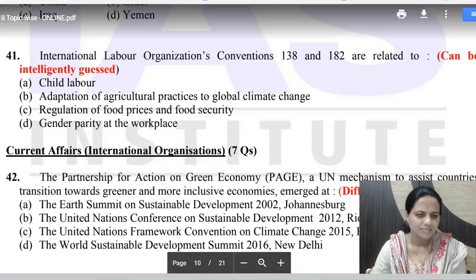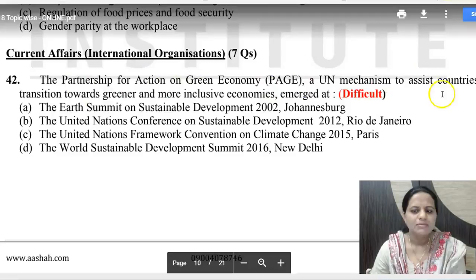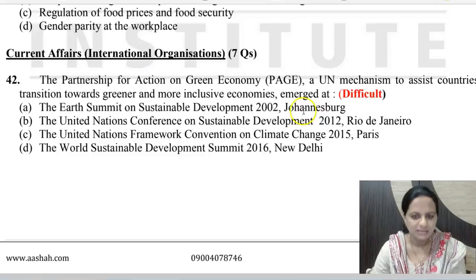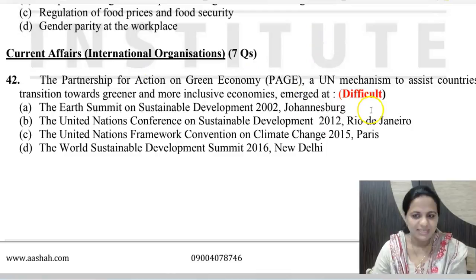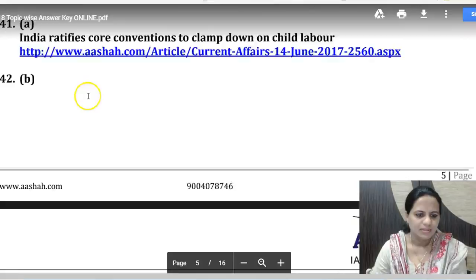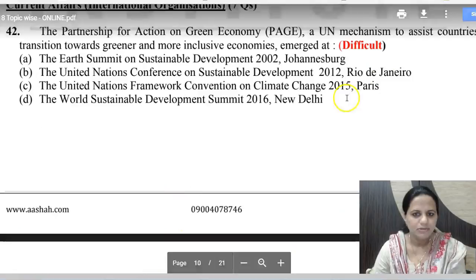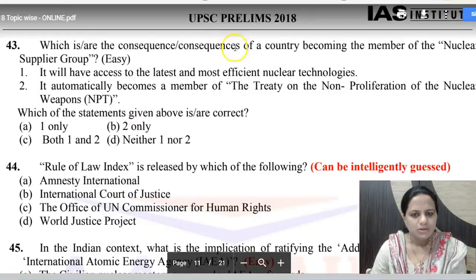41 is A. Then next is the Partnership for Action on Green Economy, PAGE, a UN mechanism to assist countries transition towards greener and more inclusive economies, emerged at various summits and conferences mentioned here, 2002, 12, 15 and 16. So again, at which specific meet was this PAGE mechanism initiated? This is a difficult guess, so a wild guess actually. So this is a difficult question according to me. The correct answer actually here is B. The UN Conference on Sustainable Development of 2012.